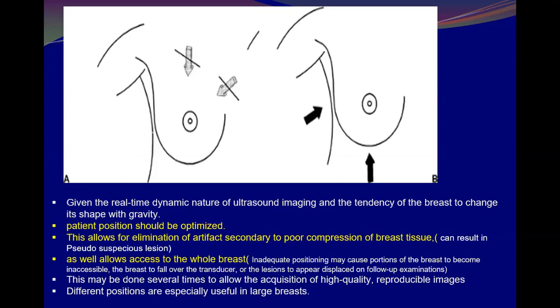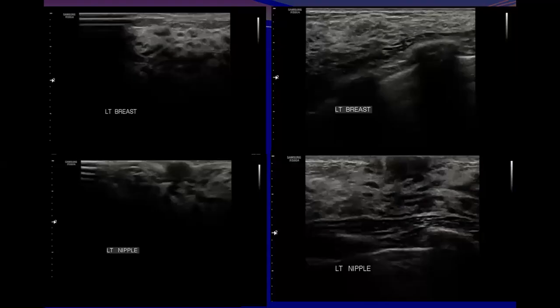And also sometimes when the breast is moving, it can fall on the transducer, and this can hinder part of the breast from being examined, and it will affect the image quality. So by optimizing the patient position, we can produce a high quality reproducible image. And this can occur, and we may change the patient position many times during the study. Can you see the difference between these images?